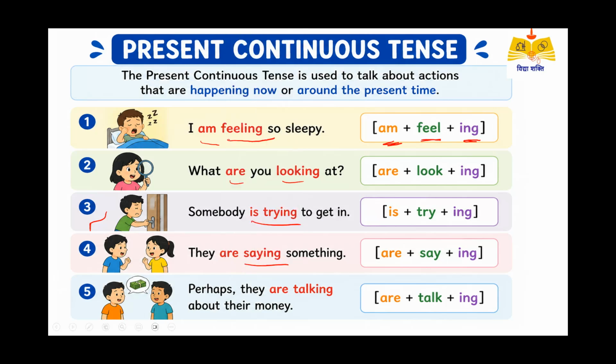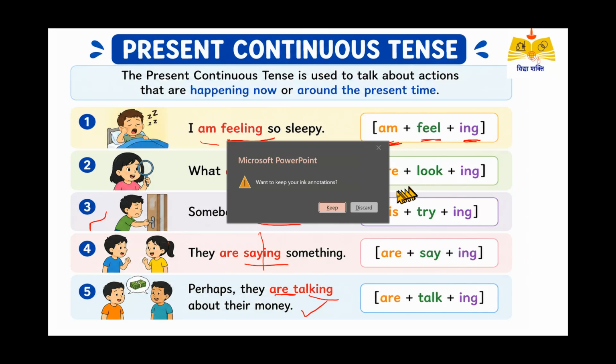Okay, na? Say is action and because that action is continuing, we are giving that ing form, saying. Perhaps they are talking about money. Perhaps, maybe they are talking about money. So, are talking, is trying, are looking. So you have to look for these keywords and identify it as present continuous tense. Okay, now? Yeah.